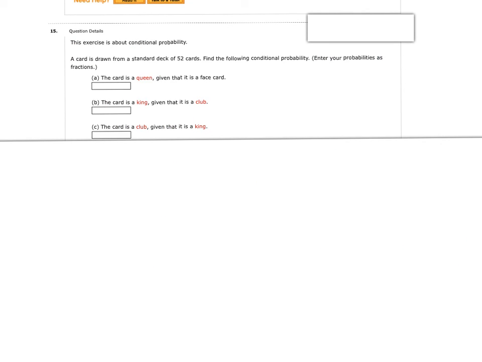All right, next up here, we got some conditional probability. So the probability that it's a queen given that it's a face card. Now the face cards are jack, queen, or king. That's 3 in each suit, but there are 4 suits. So this is out of 12. And then 4 of those are queens. So that reduces to 1 out of 3.